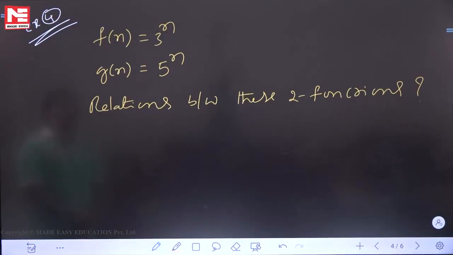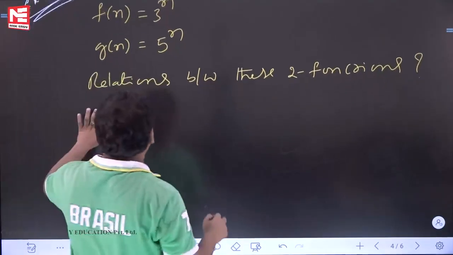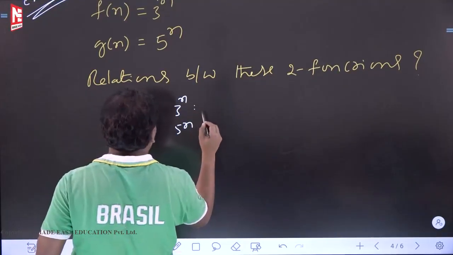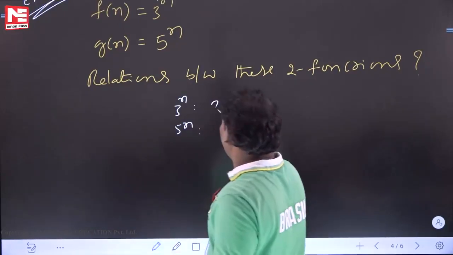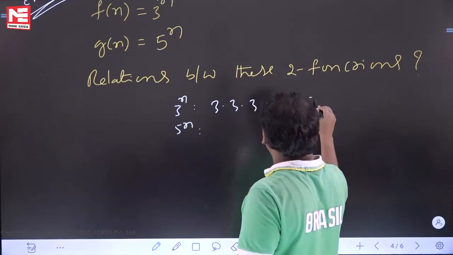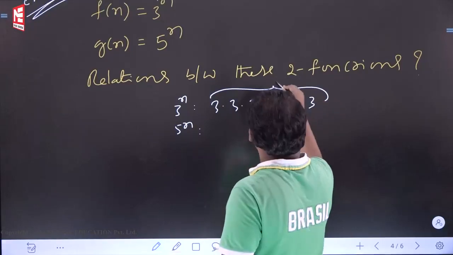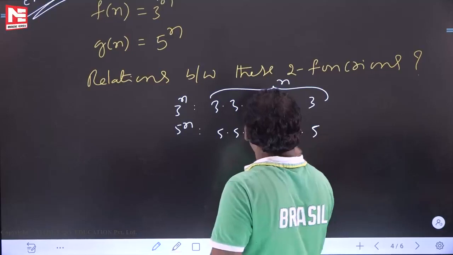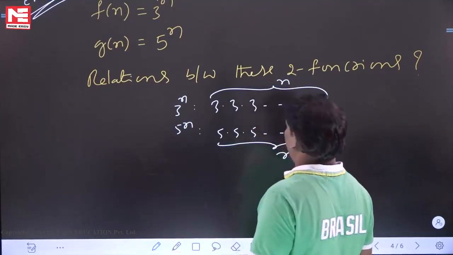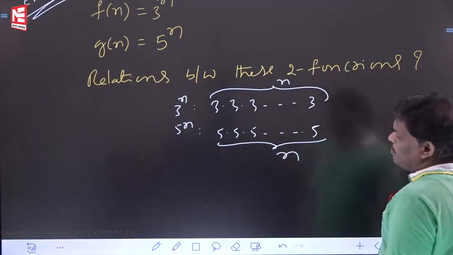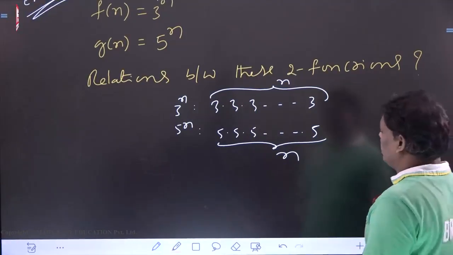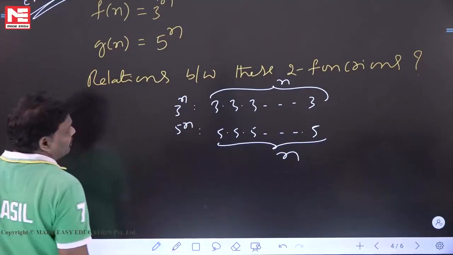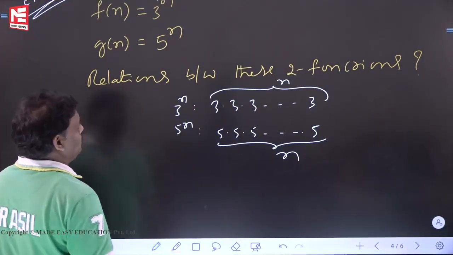Can you help me now? 3 power n, 5 power n. Who is bigger? Let me write now. Everyone, both are exponential. Who is bigger? 5 power n is bigger. See this one, 3 into n time, next one here, 5 into n time. Everyone knows 5 power n is bigger, that is okay. Both are exponential, 3 power n and 5 power n.